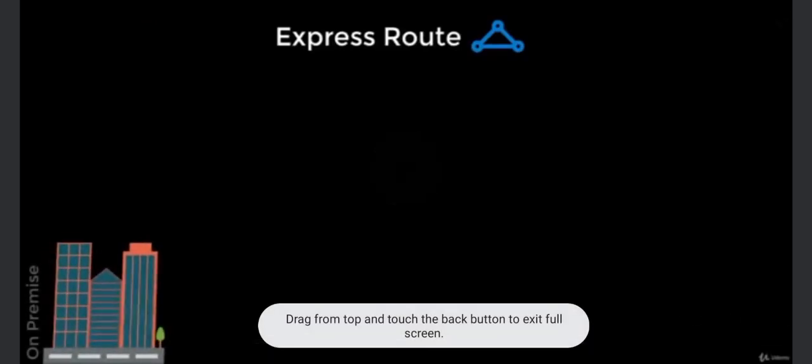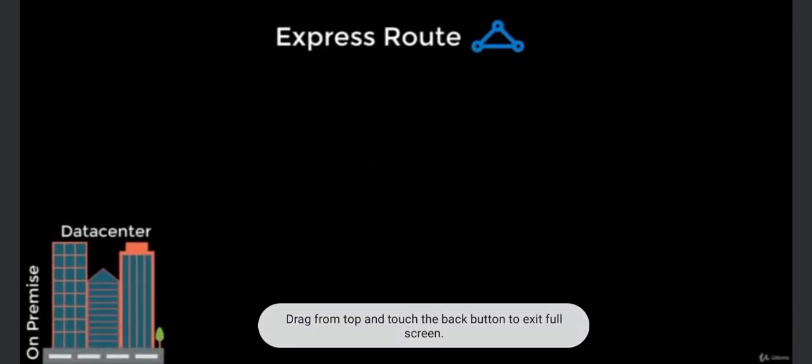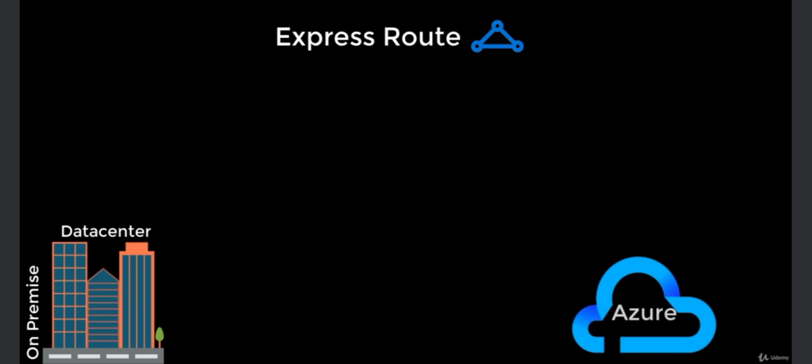ExpressRoute. Azure ExpressRoute lets you extend your on-premise networks into the Microsoft Cloud over a dedicated private connection. Now, this is facilitated by your connectivity provider. With ExpressRoute, you can establish connections to Microsoft Cloud services such as Microsoft Azure, Office 365, and CRM Online. You can use Azure ExpressRoute to create private connections between Azure data centers and infrastructure on your premise.